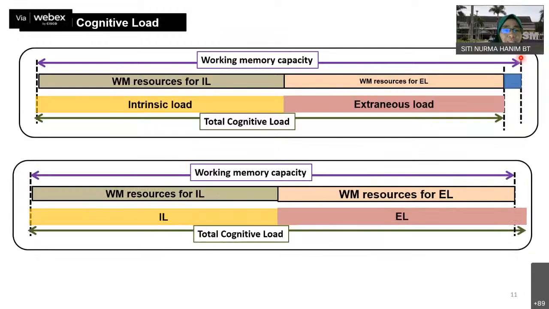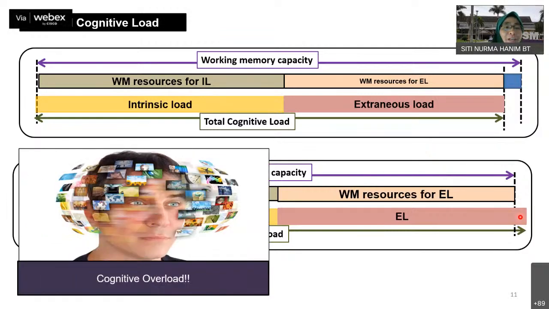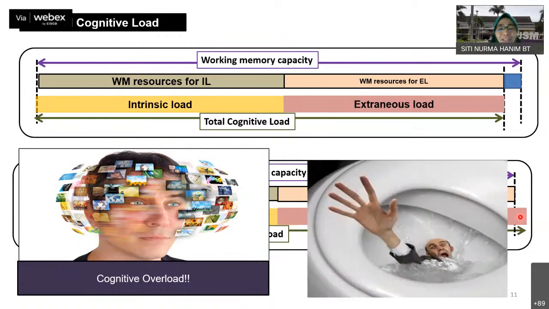But in this condition here, if the extraneous load is high, you can see that the total cognitive load also exceeds the working memory capacity. In this condition, students are having cognitive overload, meaning that whatever they have learned during the lecture will be drained out.